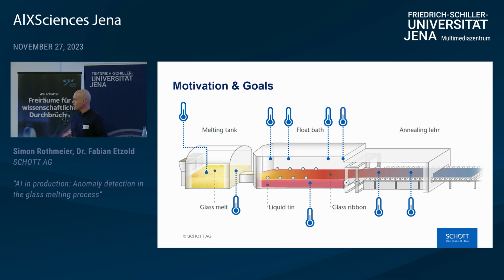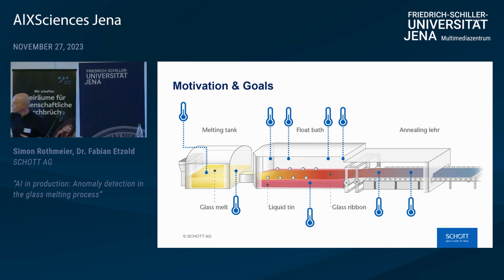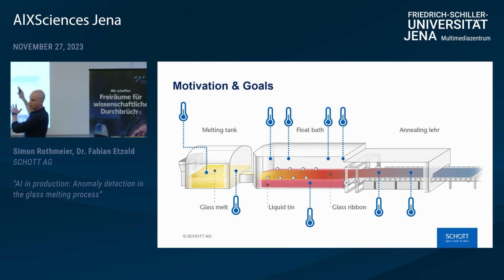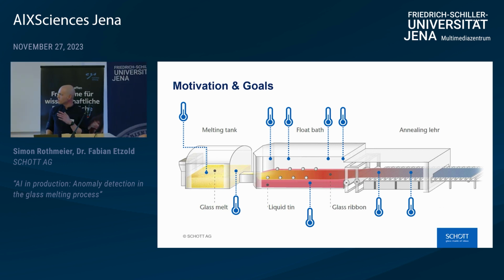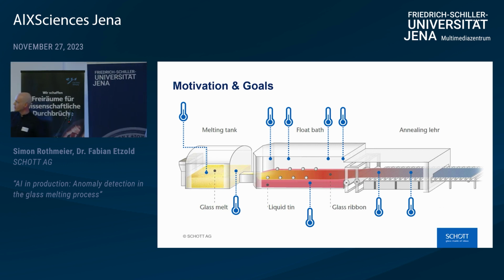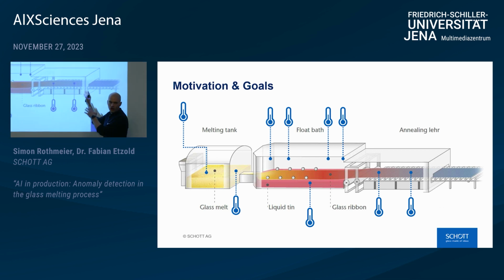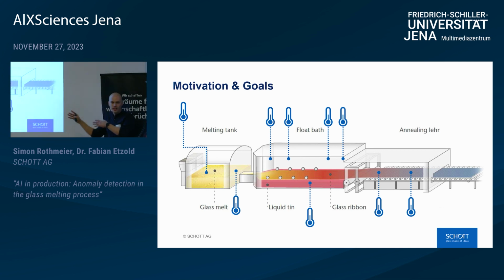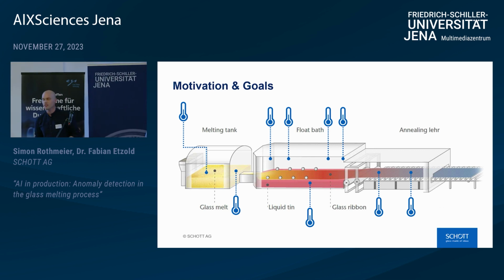And what makes it especially difficult is when you put your raw materials in on the left-hand side until you get the glass out on the right-hand side, depending on the sort of glass, you have a lead time of between 24 to 48 hours. So if something goes wrong on the left-hand side and the glass melt, you notice it about 24 hours later, and everything that happens in between goes to waste. So we basically want to reduce that.